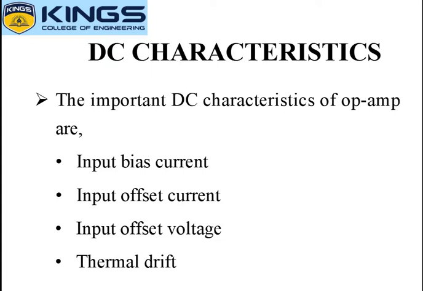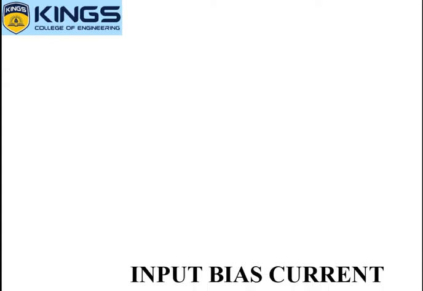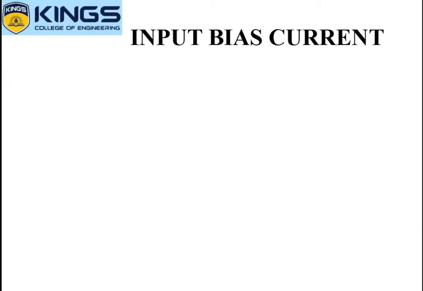These non-ideal DC characteristics that add error components to the DC output voltages are these: input bias current, input offset current, input offset voltage, thermal drift. Now we will discuss input bias current.